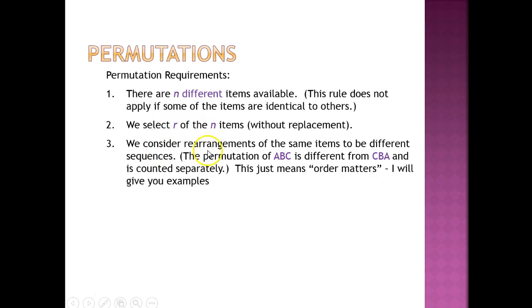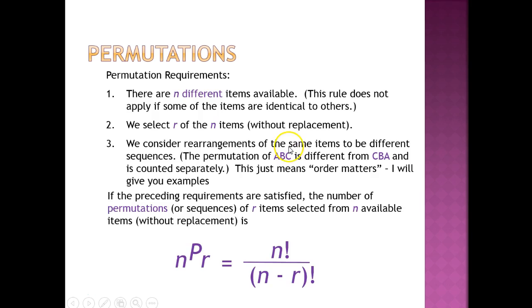We are considering rearrangements of the same items to be different sequences. In other words, the permutation of ABC is different from CBA and is counted separately. This just means that order matters. With permutations, order matters. All right, the formula. Don't worry so much about the formula because I'm going to tell you how to easily do this in Excel.